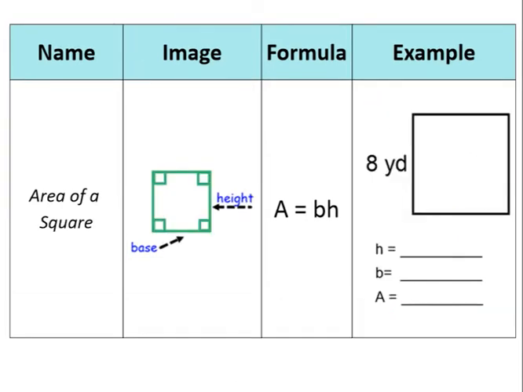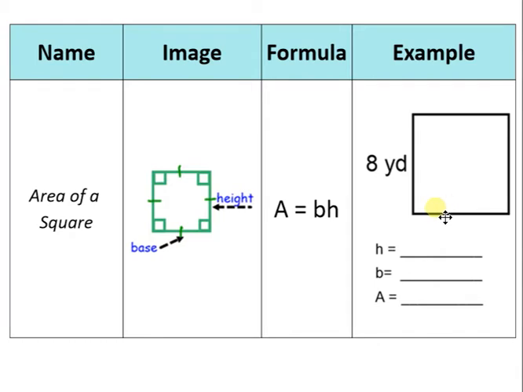All right. Last one on our formula sheet for today is a square. So again, make sure that all of your sides are congruent, meaning the same length, as you draw the square. And then make sure you draw your right angles, because that's an important characteristic in a square. Label the base and the height. And again, you'll notice with the formula, it's the same formula.